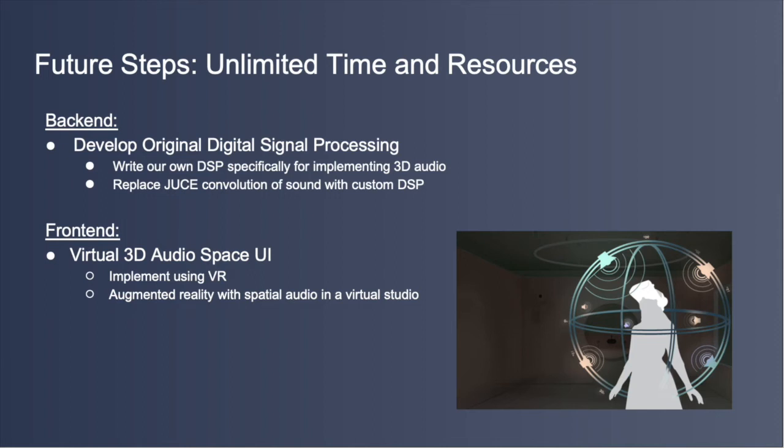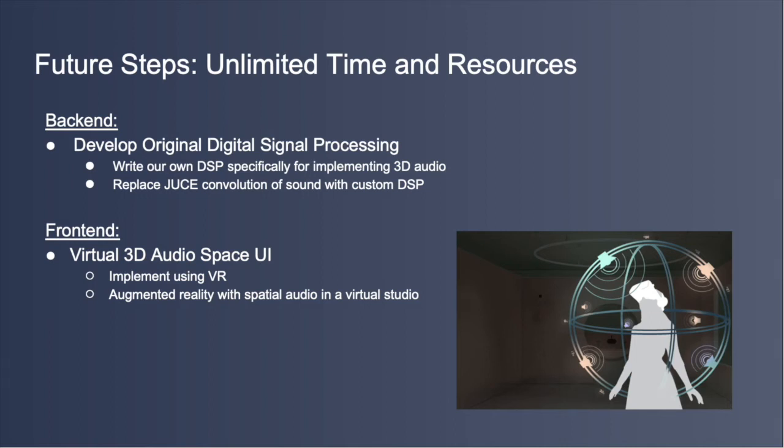So for the back end, instead of using the JUCE framework for convolution, we would develop our own original digital signal processing. I talked a little bit about convolution earlier, but basically what it does currently is it takes JUCE's built-in convolution class, which is a part of its digital signal processing, and it applies our HRTF function to it to merge the two and create the illusion of 3D space in the audio.